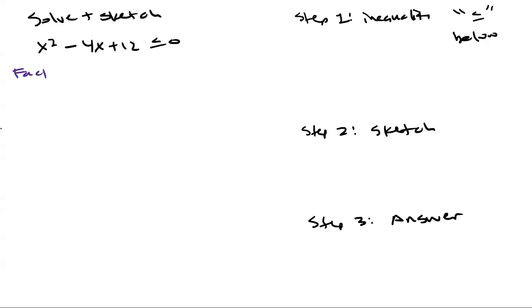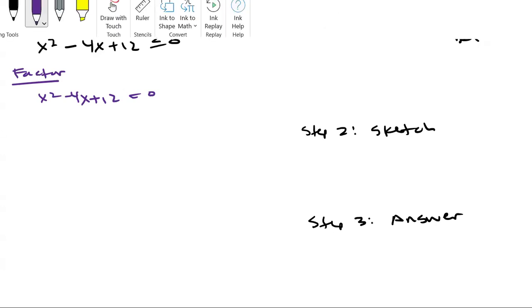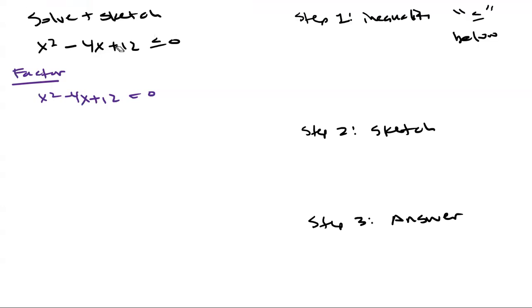So I'm going to factor here. So we have x squared minus 4x plus 12, and I'm going to set that equal to 0. I'm going to ignore the equality for right now because I'm just factoring. Let me rewrite that because this totally changes the problem. It's not a positive 12, but a negative 12. So let me change that there.